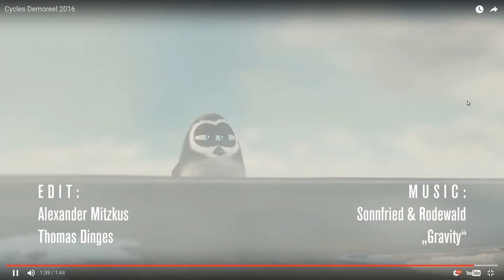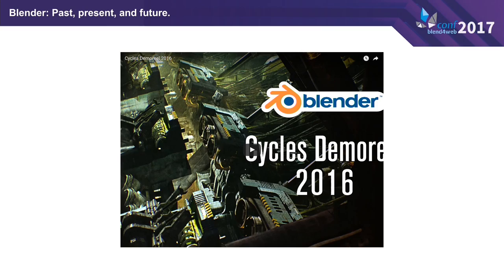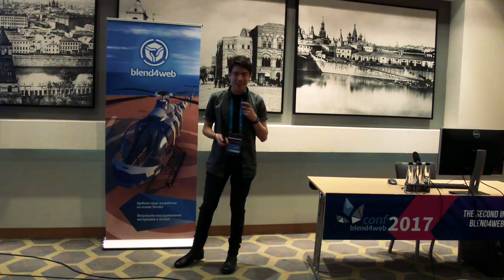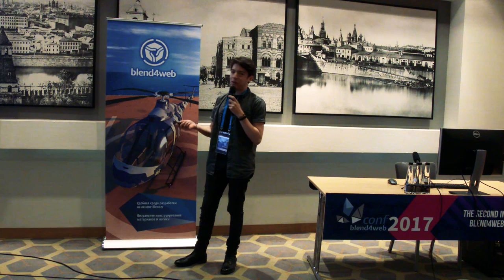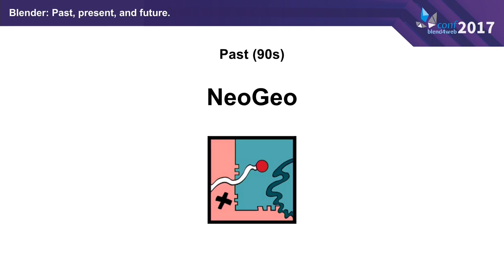So, okay, it's not really fair because it's Cycles only. Cycles is one of the render engines that Blender uses. So it can do way more than that, but we already saw the other part before. But what I wanted to show is a little bit of the contrast of how Blender started. And it's very interesting to see, well, maybe you don't recognize this. This is how Blender started.